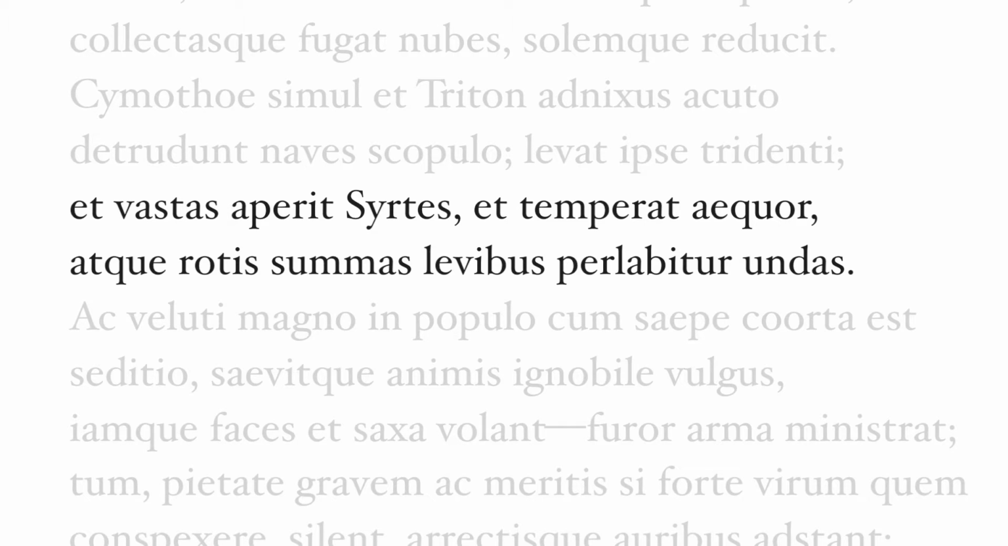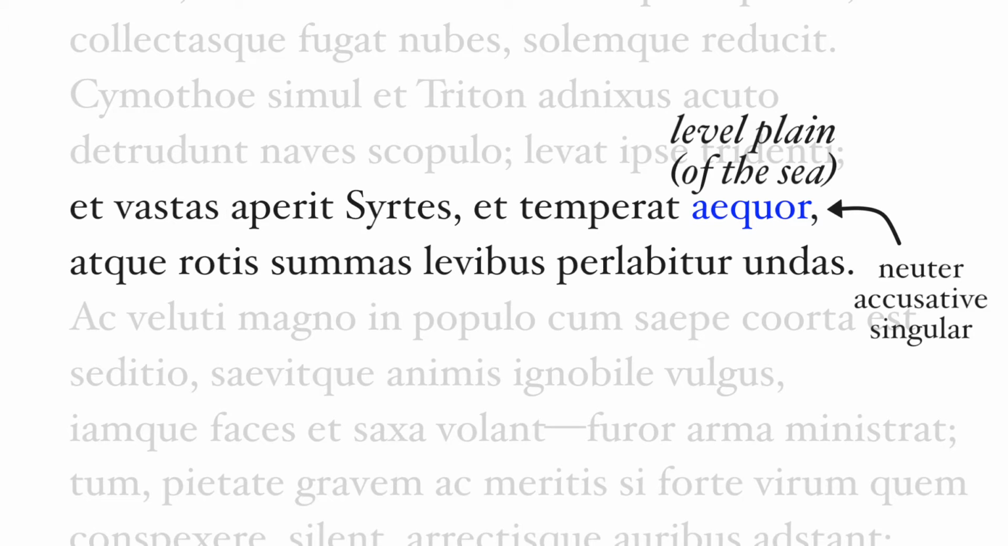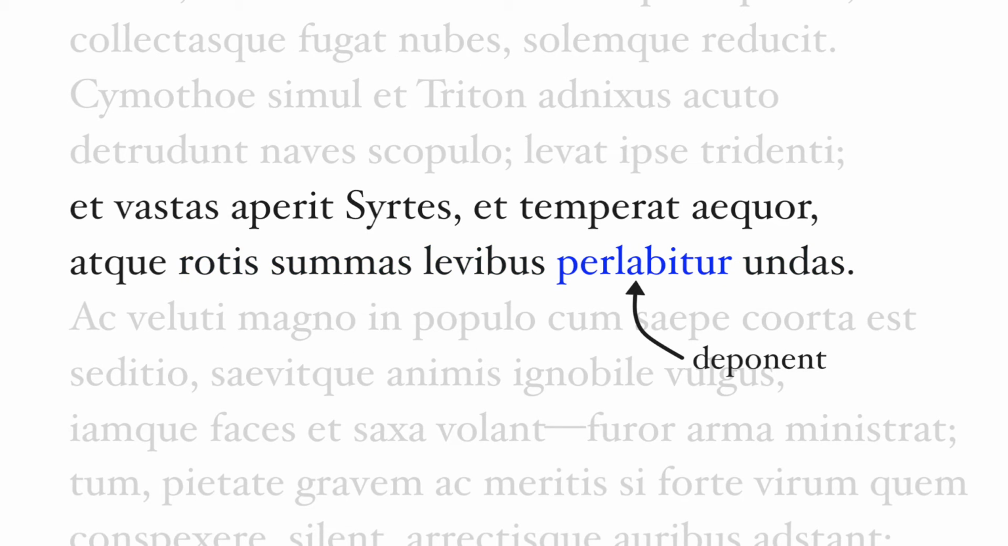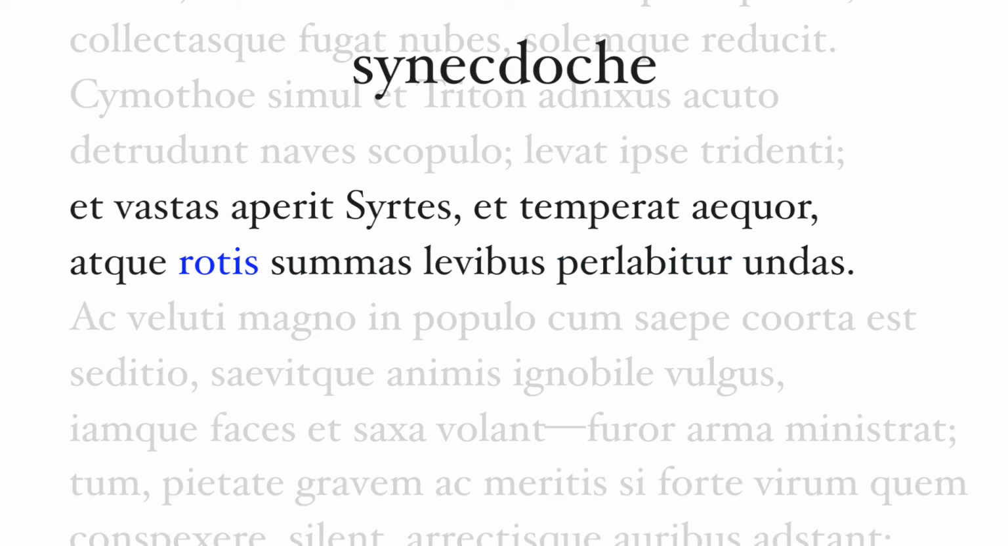Neptune continues his actions in 146 with vastas aperit syrtes. Supposedly, he makes a path through these sandbars and settles the sea with temperat aequora, aequora being the level plane of the sea. It's neuter, accusative plural. Finally, we have a synthesis in line 147. Perlabitur is deponent, and the rotis, wheels, is a synecdoche, where the part represents the whole. So here, wheels represents Neptune's chariot.